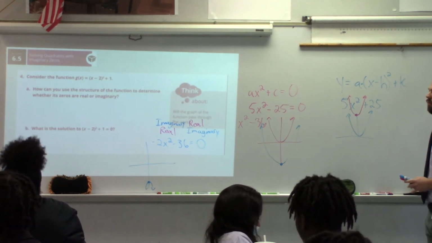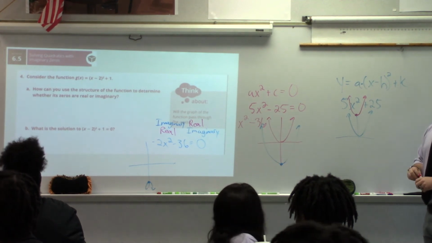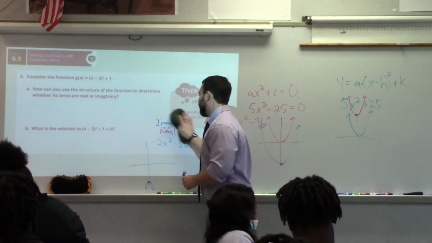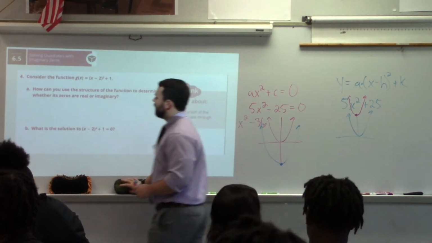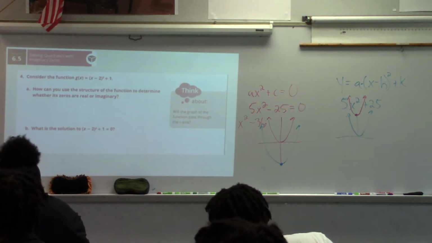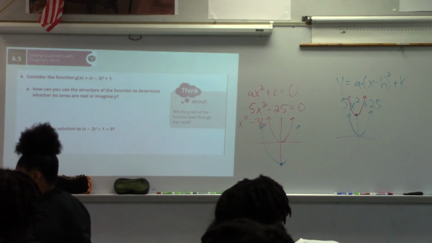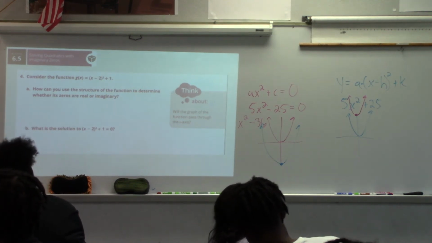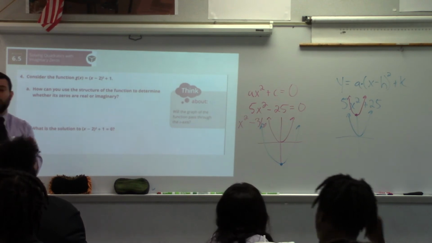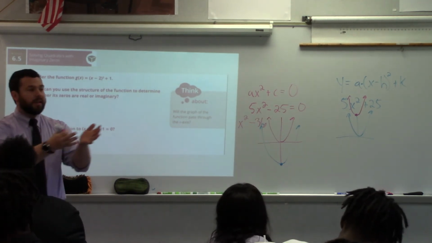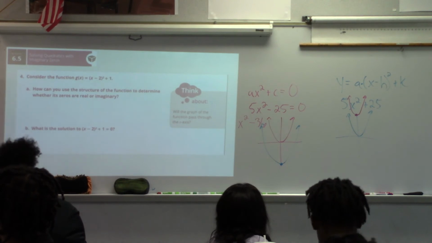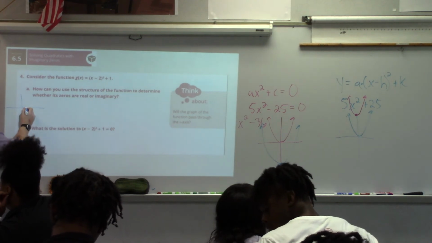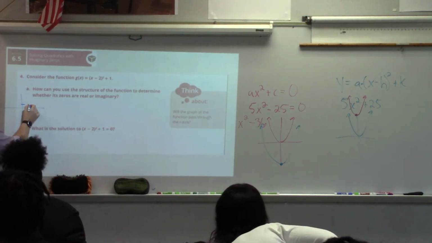So for example, number 4 here. How can you use the structure of this function to determine whether its zeros are real or imaginary? You grab the transformations. Before even graphing it on a calculator, think about your transformations. What transformations do we see? Up 1 and to the right 2. Notice this is also vertex form. The vertex form tells me my transformations.